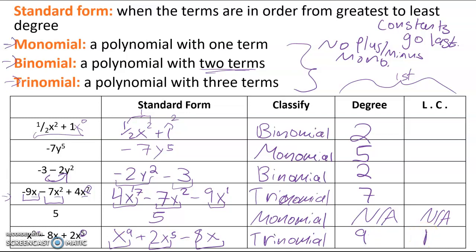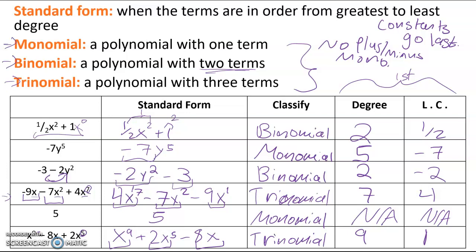Now I go back to leading coefficients here. This one, I just look at the number that's out in front of the x. It's just 1/2. Number that's out in front of the y to the 5th, it's the -7. Number that's out in front of the y squared, -2. Number that's out in front of the x to the 7th, 4. All right.